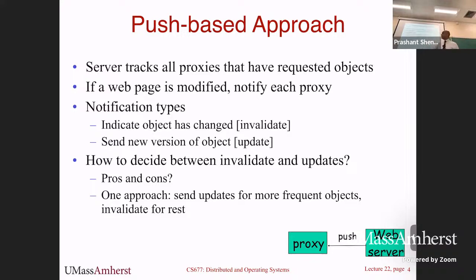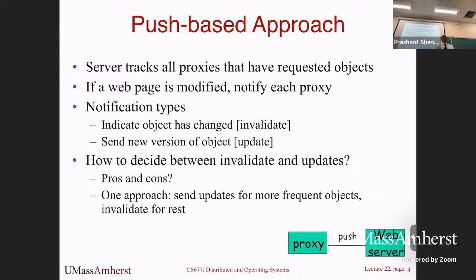Okay? So if you send an invalidate, you simply send a message saying the web page has changed, discard it from the cache, or you can send the new version of the web page, which is sent to each of the proxies, and that's an update message. Now you might ask, when would you send invalidate, when would you send update?